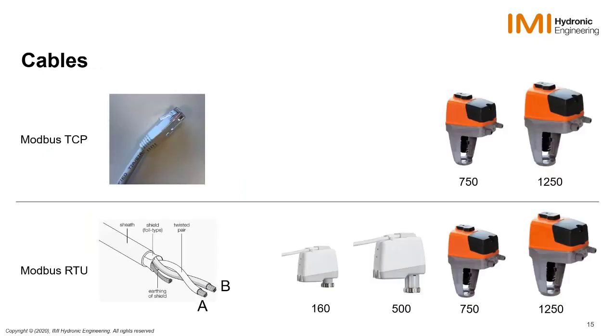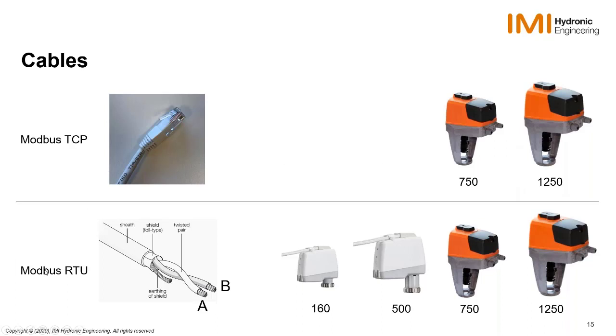The first topic is the cables. We have one cable for Modbus TCP and one cable for Modbus RTU. For TCP, we use these Ethernet cables, very common. You see them in your computers. A very standardized cable that manages the communication. And TCP is available on the big sliders, so Slider Plus with Modbus 750 and Slider Plus with Modbus 1250.